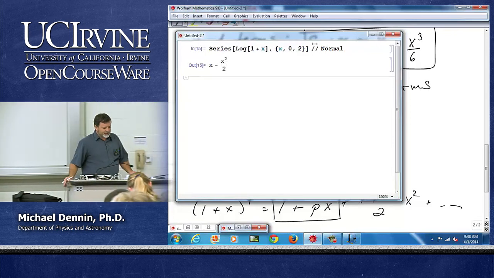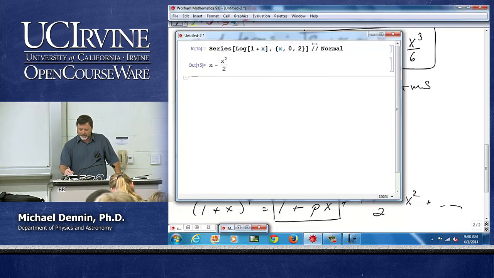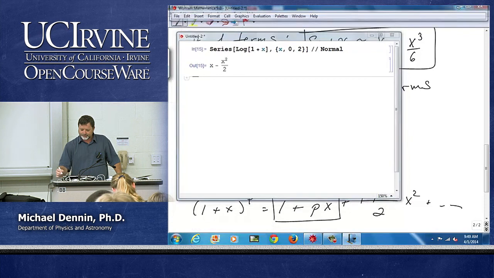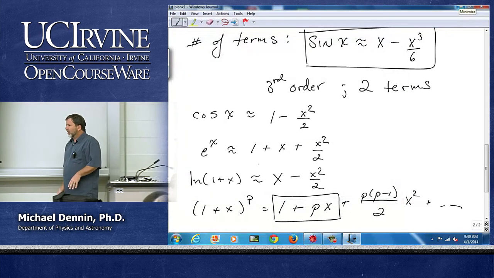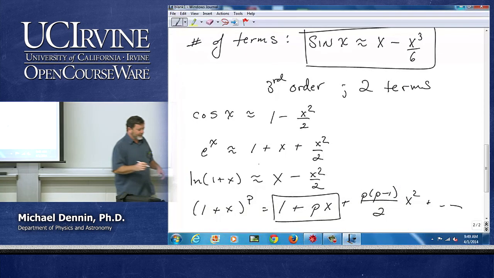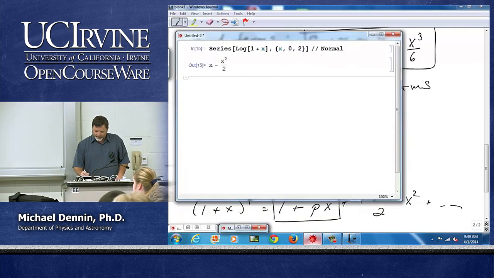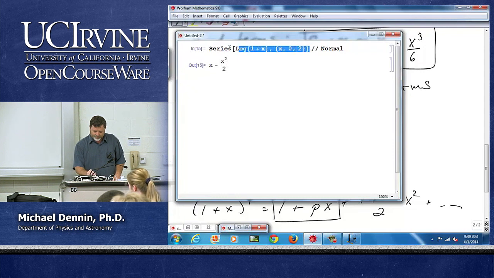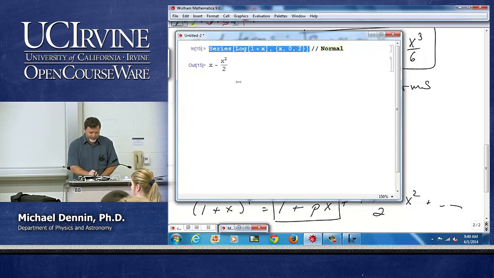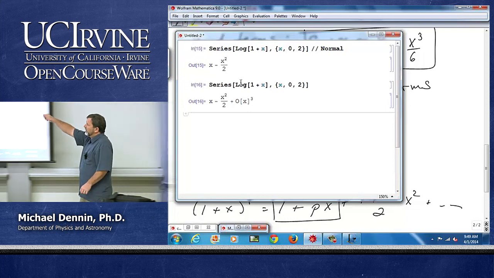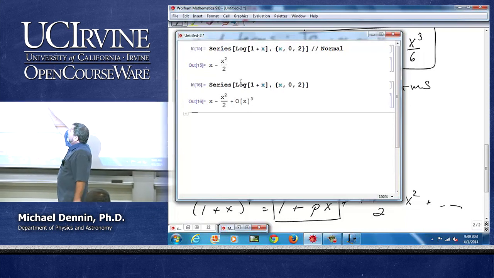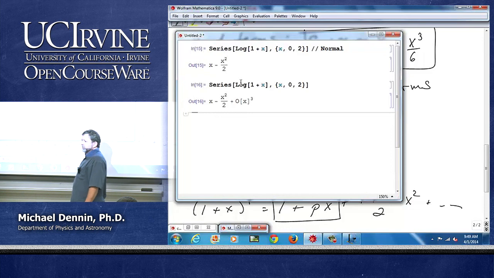Any questions on those basic ideas in series? What do you mean by Normal again? Normal is just, if you notice what it did to the command, it's the difference. Let's just type them both so you can compare them. It's the output Mathematica gives you. In the one case, it tells you explicitly what your next order is. In the other case, it just gives you the series to the terms you want.